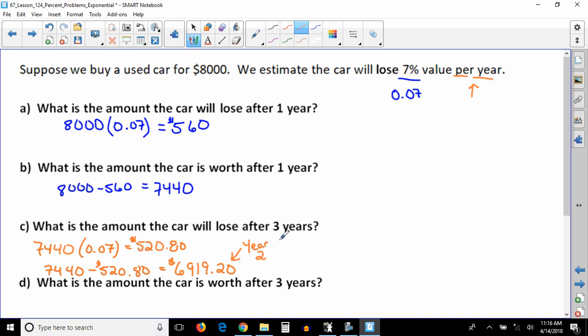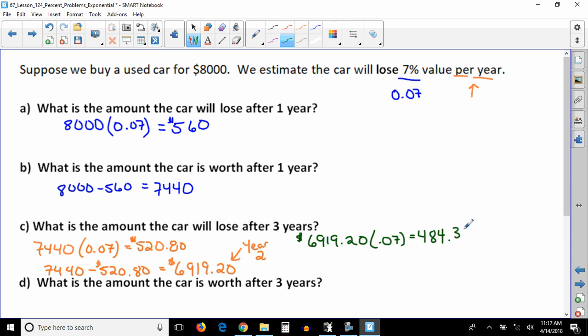I haven't even made it to year 3 yet. So I'm trying to make it to year 3. So I'm going to change colors, and then we have to do this again for year 3. I actually have to do 6,919.20 times 0.07 again. And that's the amount of money that I would lose during year 3, which is $484.34.